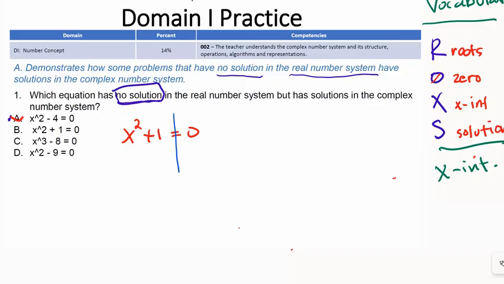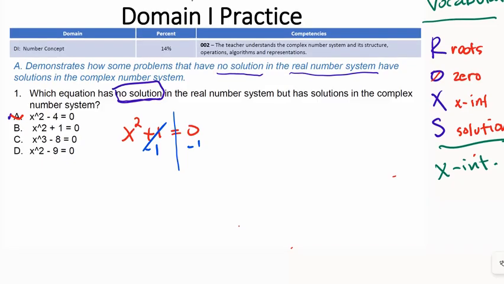How can I move the 1 to the right side? -1. Good. Boom. That's it. Your equation is x squared equals -1. What's next? How can I get rid of the square? Square root both sides. Good. Boom. This is gone.